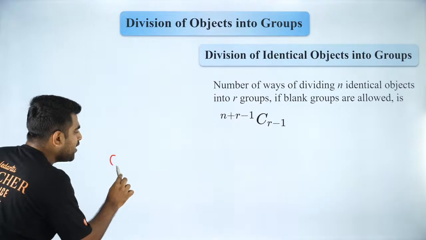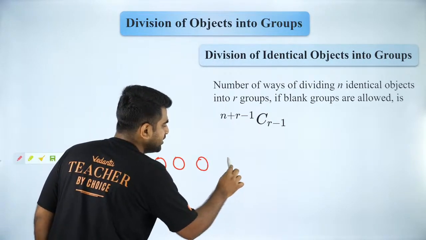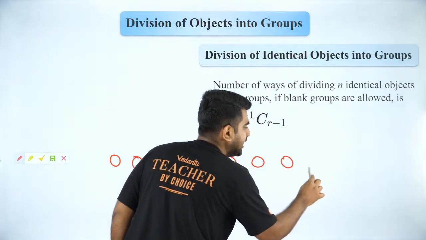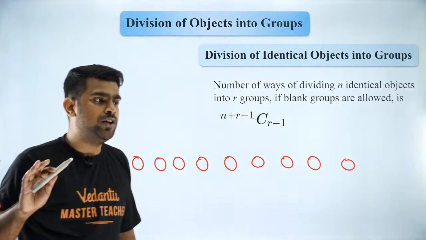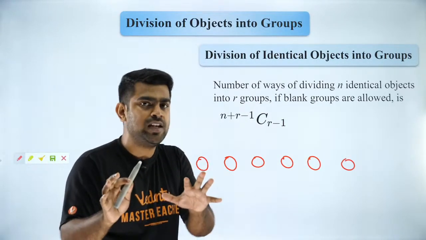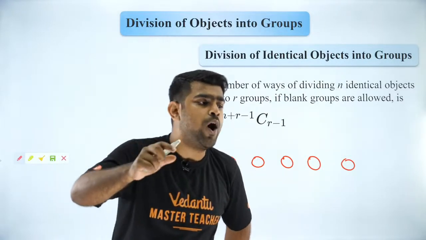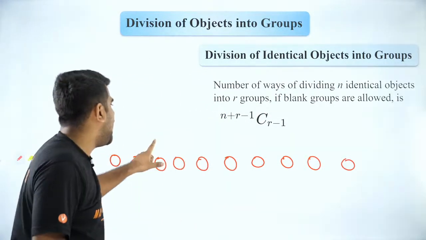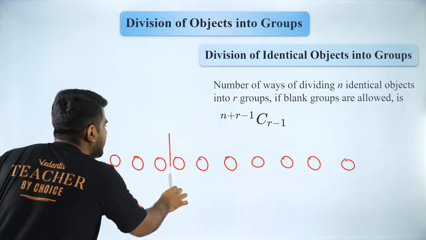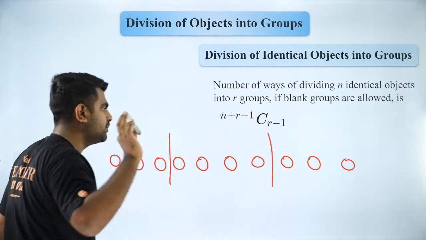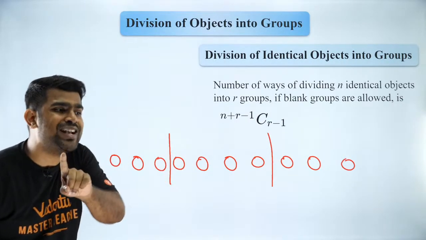So let us say you have 10 coins: 1, 2, 3, 4, 5, 6, 7, 8, 9, 10. These are the 10 coins which our friend Aditya has, and he wants to distribute them to 3 beggars. If I want to give them to 3 beggars, in how many ways can I divide them? If I put 2 sticks, can I get 3 divisions? Are you guys able to understand?